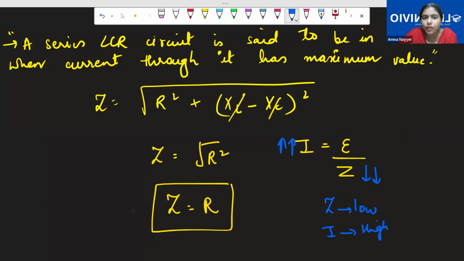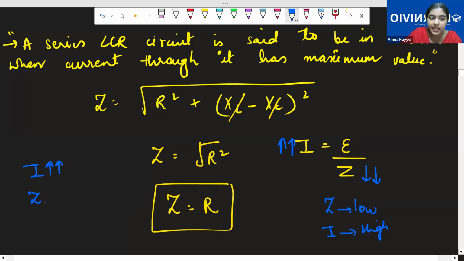But for your understanding, resonance is the condition where impedance is low. I think you were asking, in resonance is the impedance high? Yes, ma'am. No, it will be low. See, how can the impedance be high? Here current will be high and Z will be low.